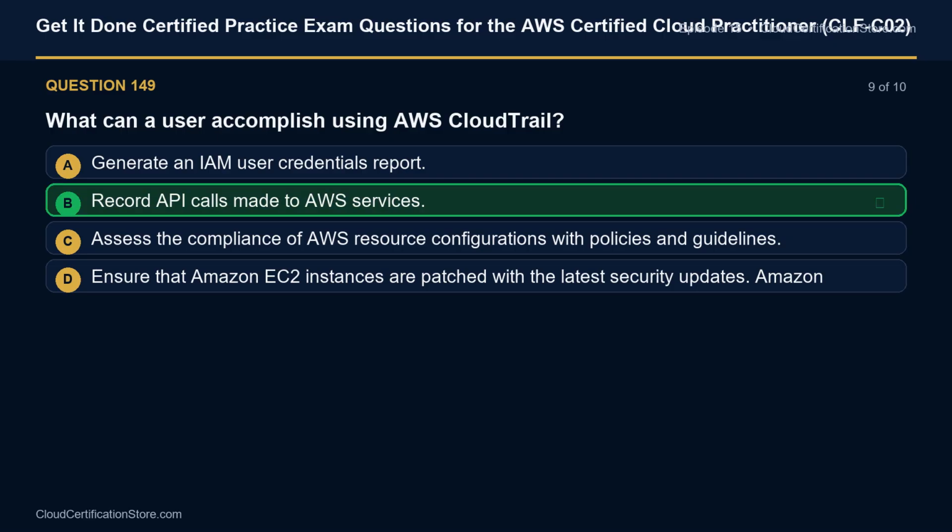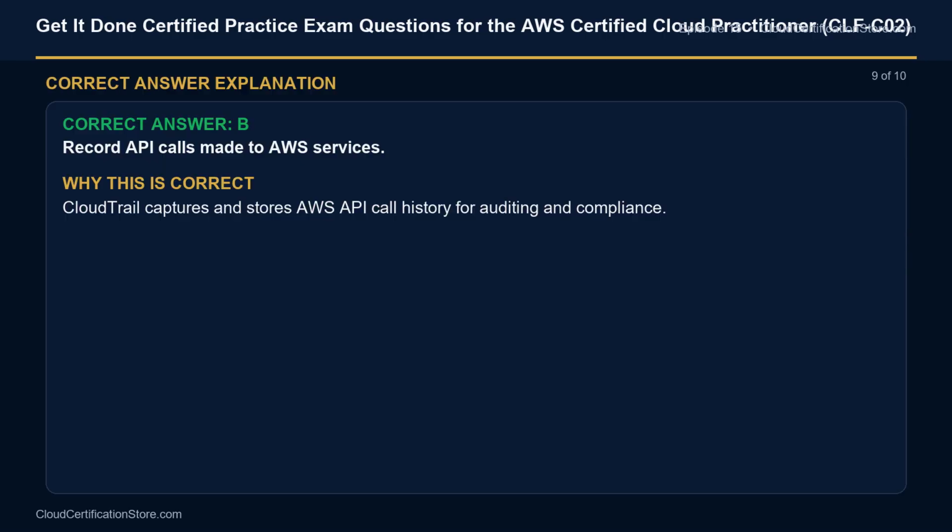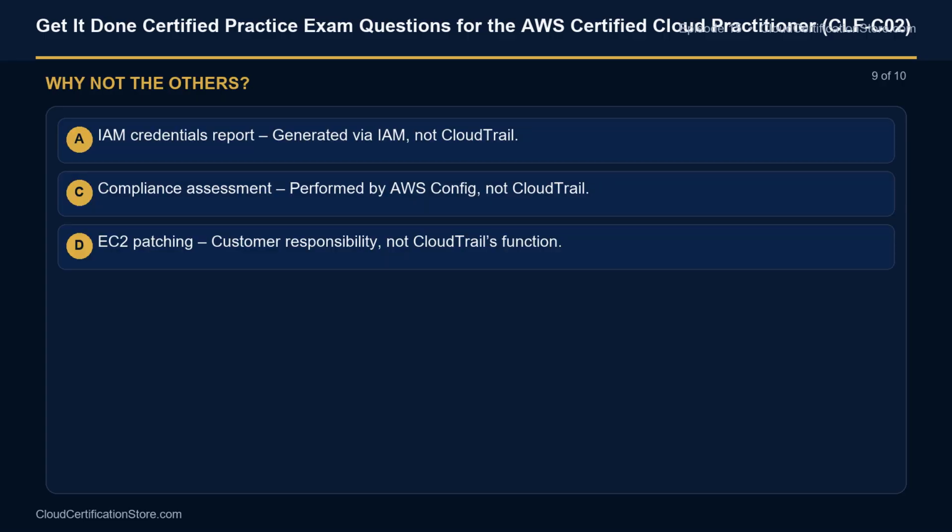The correct answer is B, Record API calls made to AWS services. Explanation: CloudTrail captures and stores AWS API call history for auditing and compliance. Why not option A? The IAM credentials report is generated via IAM, not CloudTrail. Why not option C? Compliance assessment is performed by AWS Config, not CloudTrail. Why not option D? EC2 patching is a customer responsibility, not CloudTrail's function.